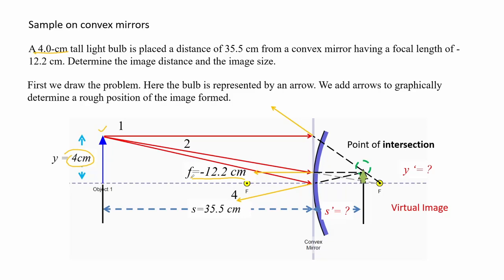First we draw the problem. Here the bulb is represented by an arrow. We add arrows to graphically determine a rough position of the image formed. Here we use the parallel ray, focal ray, and central ray to determine the position of the image. We see that the image is on the right side of the mirror and appears to be a virtual type of image since it is on the opposite side as the outgoing light.